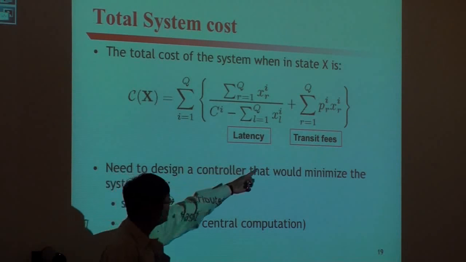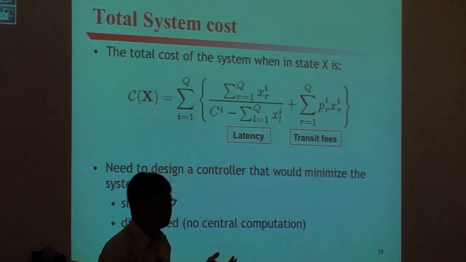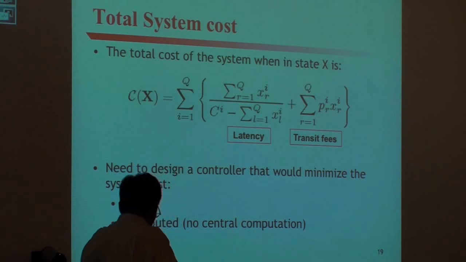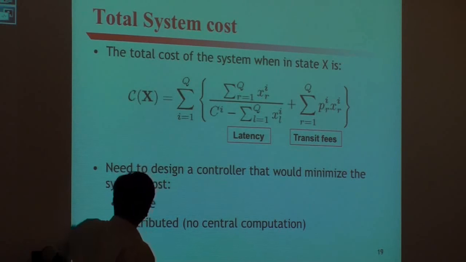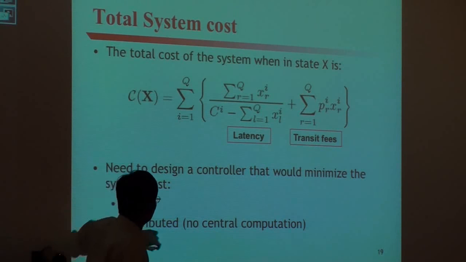It costs me, and latency costs my users because they get unhappy. Transit fees cost me because I have to pay it out finally. So the question is, how do I design such a controller that is simple, distributed, and fast? So these are the three things.